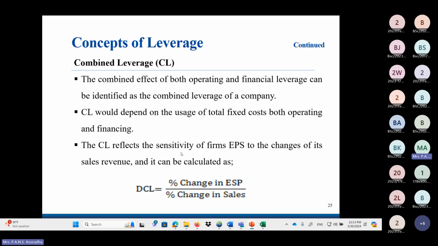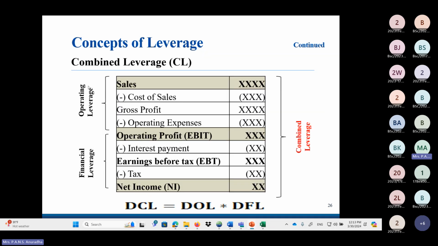Now, if you look at this income statement, this is a format of the income statement. Here, sales, cost of sale, gross profit, operating expenses. This shows the operating leverage of the company. After calculating the net profit, EBIT, interest expenses, tax, so net income. So this part shows the financial leverage. So the company income statement shows you both operating leverage and financial leverage.